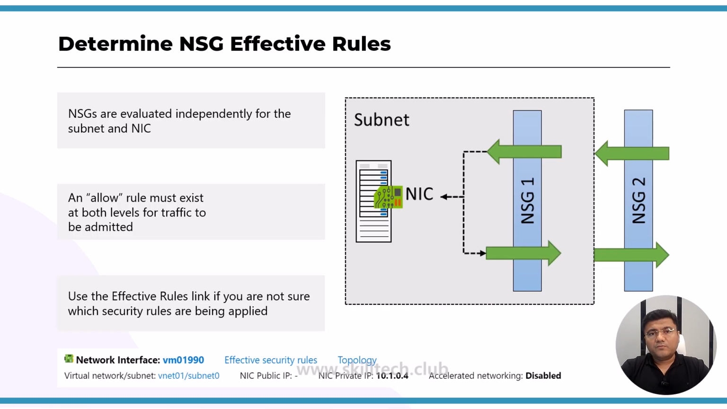Also, you have to take care of something known as NSG effective rules. NSGs are evaluated independently for the subnet and network interface card. So when you specify an allow rule, it must exist at both levels for the traffic to be admitted. There are chances that at the subnet level you have given an allow rule, but at the NIC level you are not giving that.